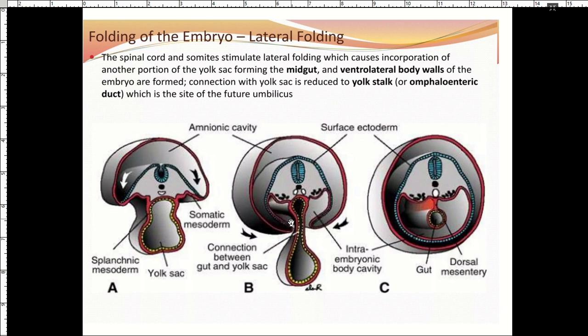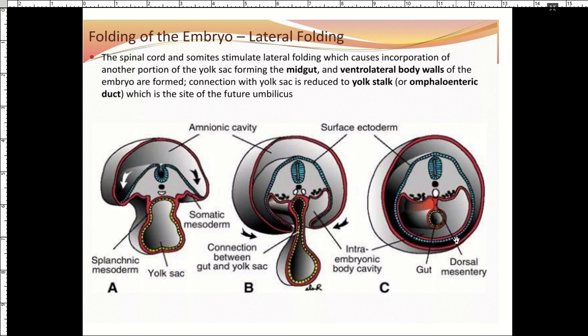Initially, there's going to be a communication between the midgut and the yolk sac. That communication is going to be called your vitelline duct, or your omphaloenteric duct. Very important. It's just going to be a constriction, right? And then later, a portion of it is going to form the umbilical cord together with the allantois, right?